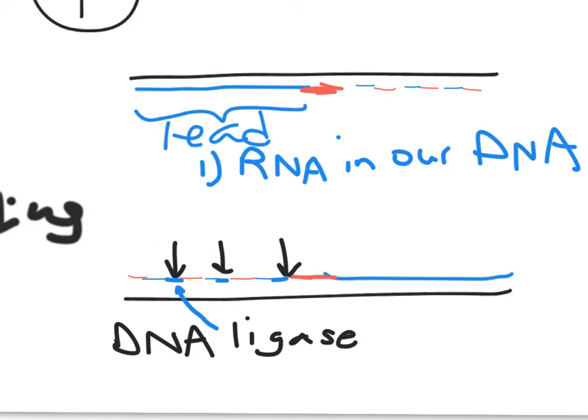Oh, the one that creates the covalent bonds, right? This creates covalent bonds between those. What are these little tiny pieces of DNA called? These are the Okazaki fragments. So ligase ties together, or covalently binds, the Okazaki fragments together. Okay.